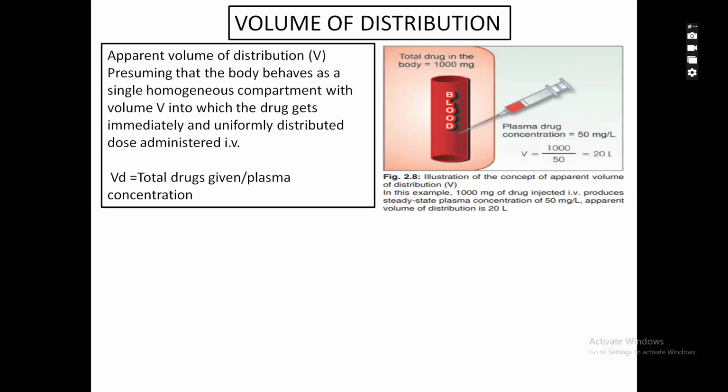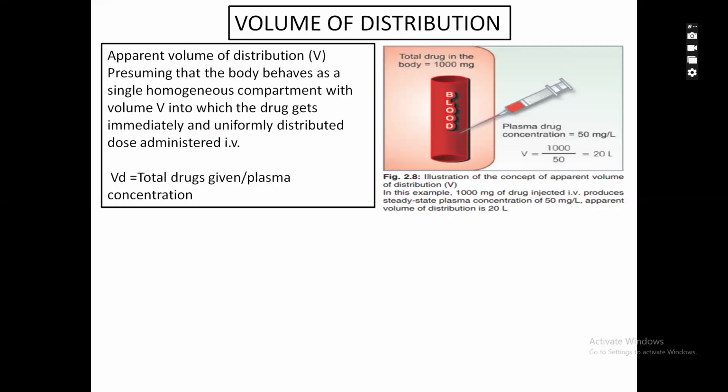The volume of distribution is the apparent volume of distribution, presuming that the body acts as a single homogeneous compartment. How is it measured? The amount of drug introduced into the blood divided by the plasma concentration. So if we give 1000 mg of a drug, and we get 50 mg per liter as the plasma concentration, then by calculation we can say that the drug is distributed over a volume of 20 liters. But where is 20 liters in the body? It's not 20 liters.